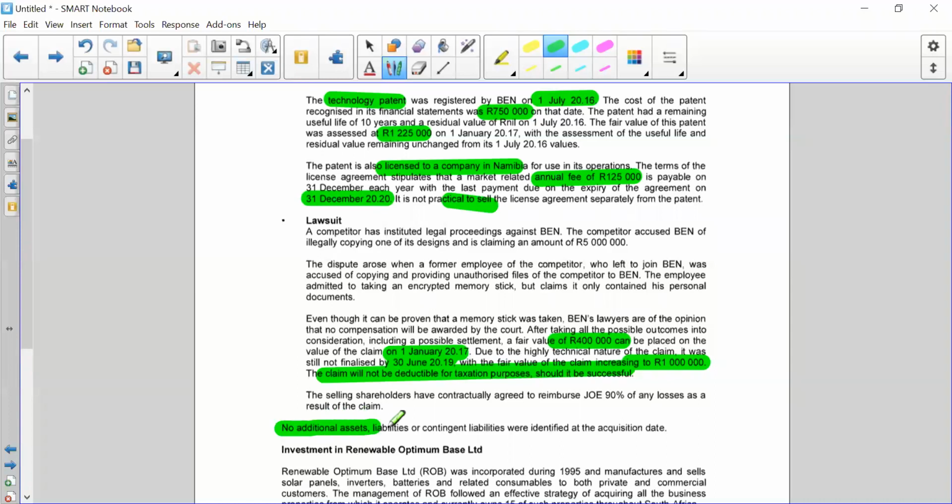No additional assets and liabilities were identified at this acquisition date. So guys, now that we have the information in Rob and we've set up Ben, and we've set up an analysis, we know that because we control, we need to journalize the Y effectively.